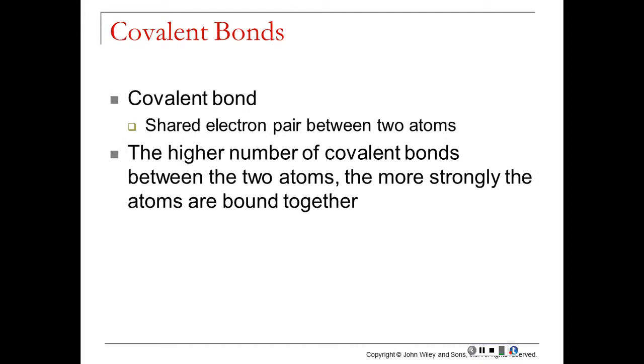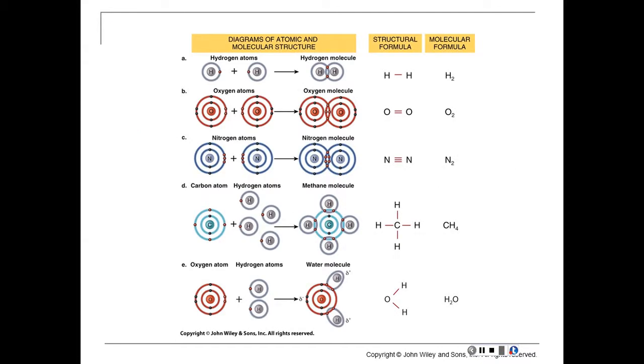A covalent bond is literally sharing between 2 atoms. The higher number of covalent bonds, the more strongly those atoms are bound together. So in this case here, we see nitrogen, for example, in the molecule N2. There are 3 bonds between the 2 nitrogen atoms. So those 2 nitrogen atoms are held together very, very strongly. Whereas something here, we just have a single bond between our 2 hydrogen atoms, is not going to be quite as tight as these triple bonds between our nitrogen atoms.